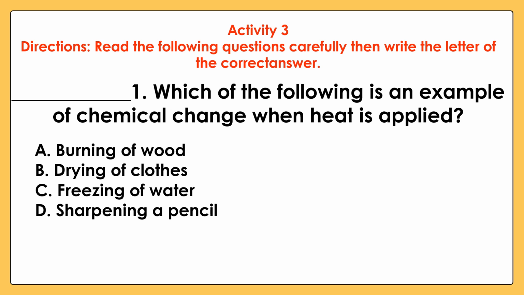This time, let's read the following questions carefully, then write the letter of your answer. Number 1. Which of the following is an example of chemical change when heat is applied? Letter A. Burning of wood. B. Drying of clothes. C. Freezing of water. D. Sharpening a pencil. The correct answer is letter A. Burning of wood.